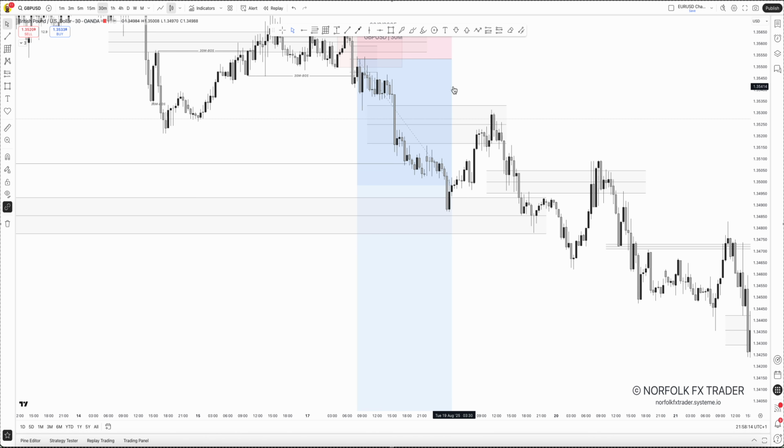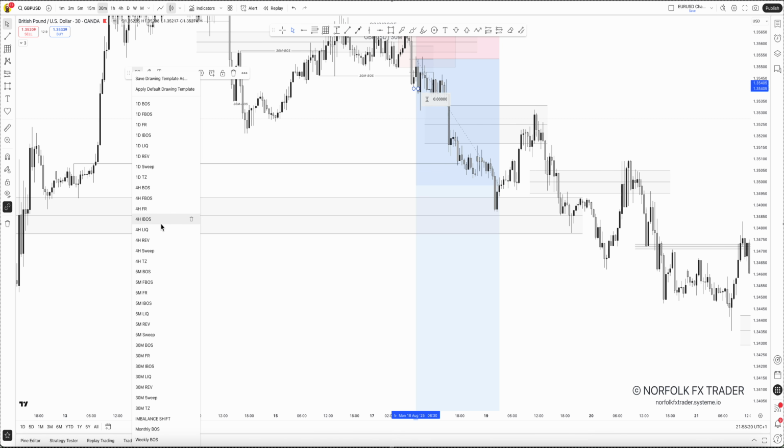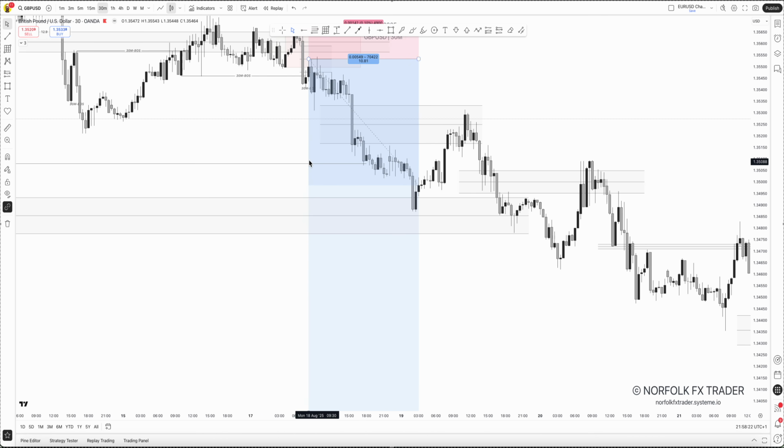Now continue with the areas, look what happens again. Price pulls back. Now let's go with structure and follow this. We have a pullback here, so we have another quick break of structure to the downside.